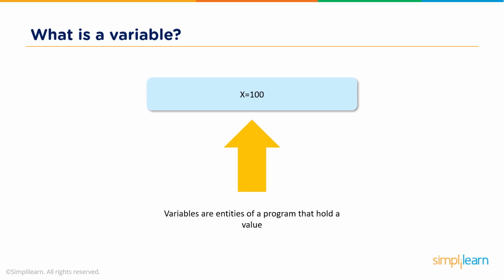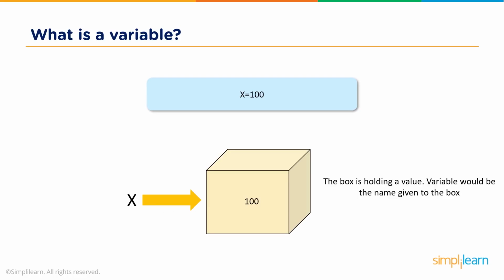So here's a very simple statement, x equal to 100. A variable's definition is basically an entity of a program that holds a value. So in this case, x would be our variable and 100 would be the value it holds. To better visualize this statement, let's consider a box. Now if this box holds a value, say 100, then the name we give to this box, which in our case is x, would be the variable name. And 100, that is the content within the box or within the variable, would be the value of the variable.